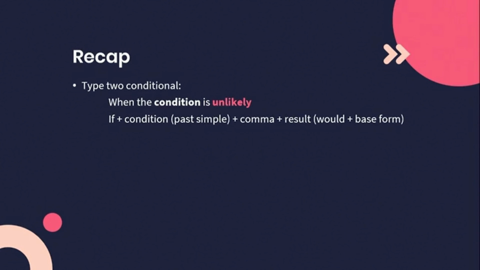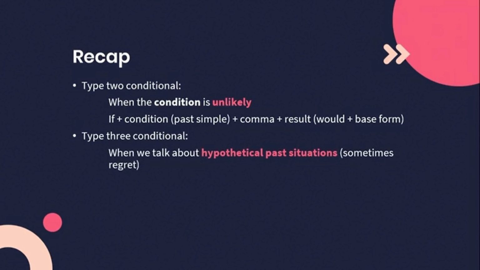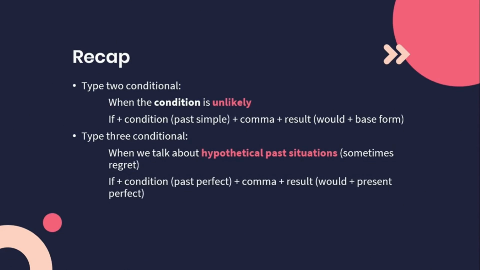Next, let's recap the type 3 conditional. When do we use it again? We use it when we talk about hypothetical past situations, sometimes even when we feel regret. Now, what is the formula for the type 3 conditional again? The formula is if plus the condition in past perfect tense plus the comma plus the result in the form would plus the present perfect tense form of the verb. Remember that if always goes before the condition.